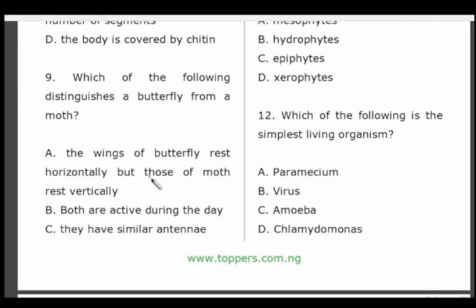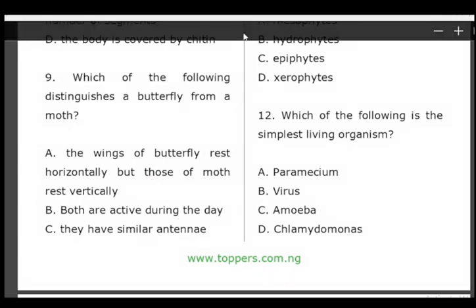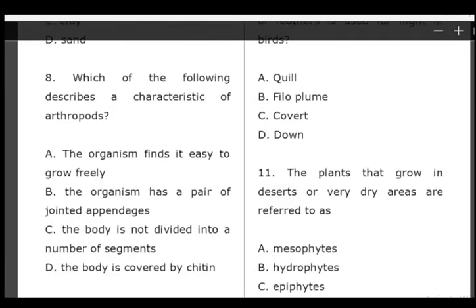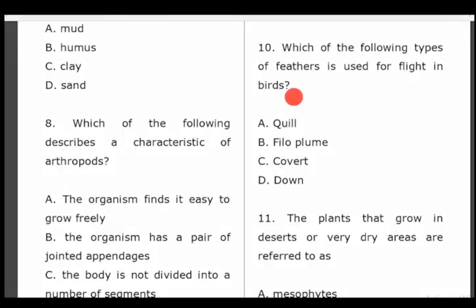And then we move to question 10. The question says, which of the following types of feathers is used for flight in birds? A. Quill. B. Phyloplume. C. Covert. D. Down. Now, we have so many types of feathers, but basically the one that is responsible for flight is the one this question is looking for, and that is actually the quill feather. The quill feather is a feather that is responsible for flight. It is called the flight feather.